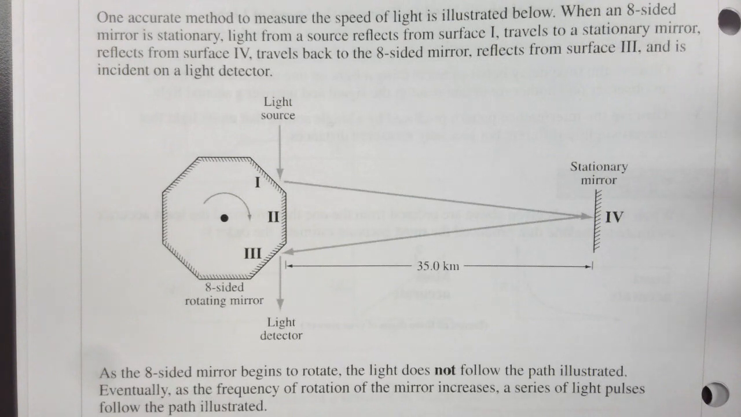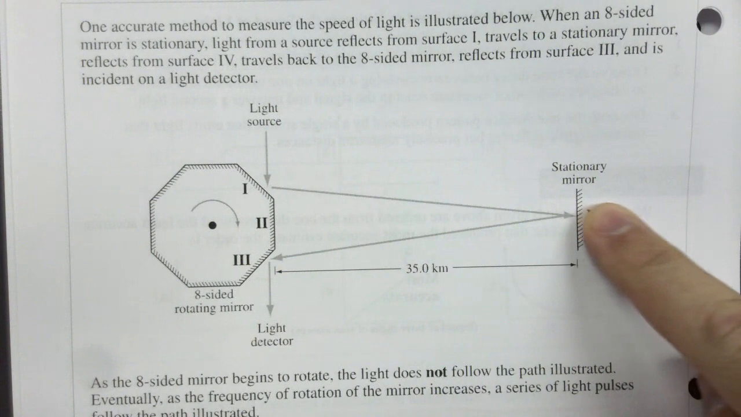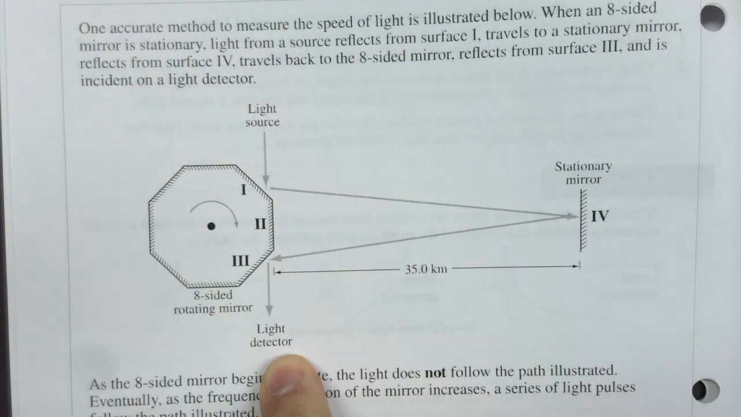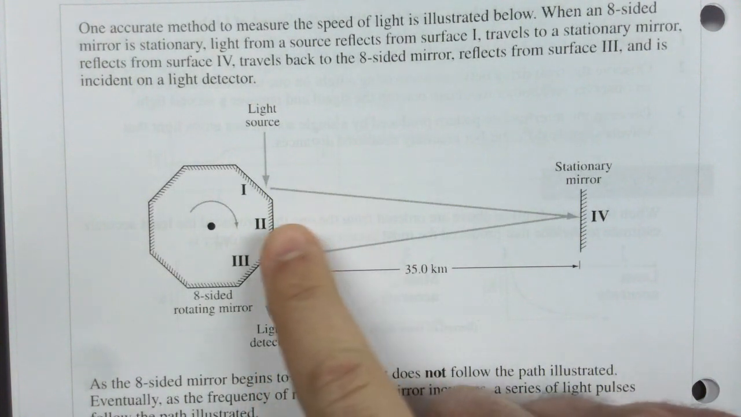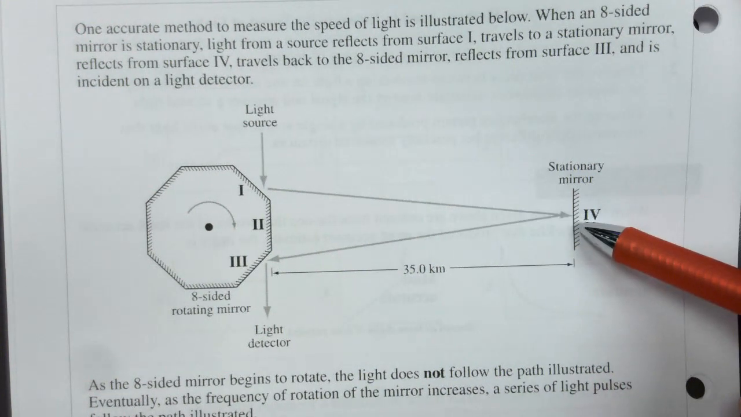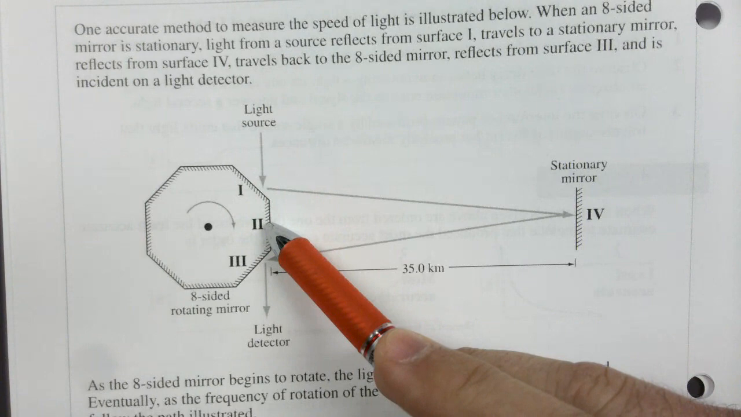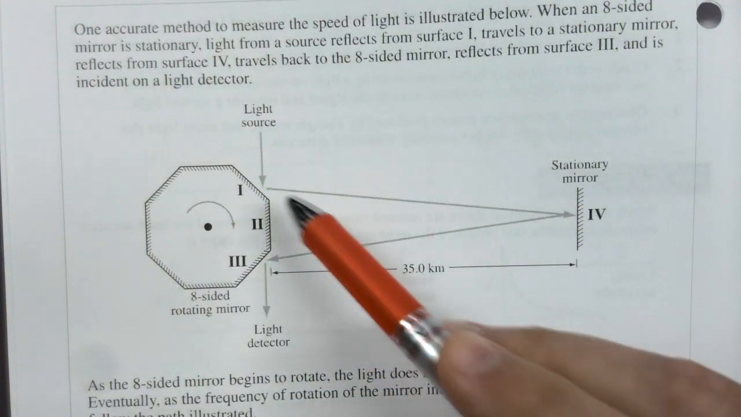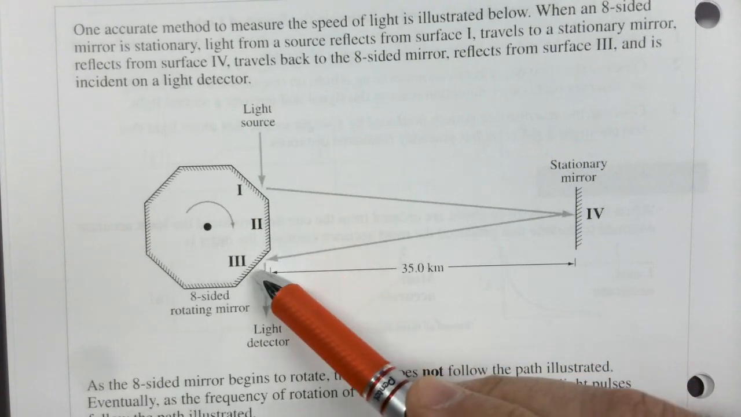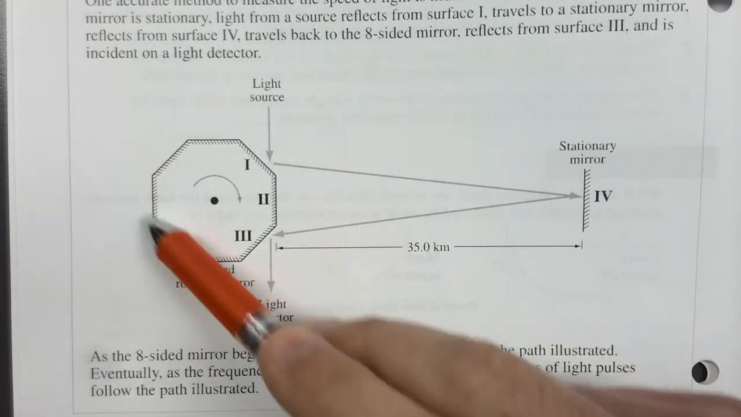Michelson type experiment. Now, essentially what's going on here is the light is traveling in, it bounces off a distant mirror, comes back, and then gets detected. Now, this only works if the time that it takes for the light to travel all the way out to this distant mirror and return is the same amount of time it takes to rotate one segment of the mirror. So that means 1 rotates to 2 or 2 rotates to 3. So that is, in this case, because it's an 8-sided mirror, 1/8 of a rotation.